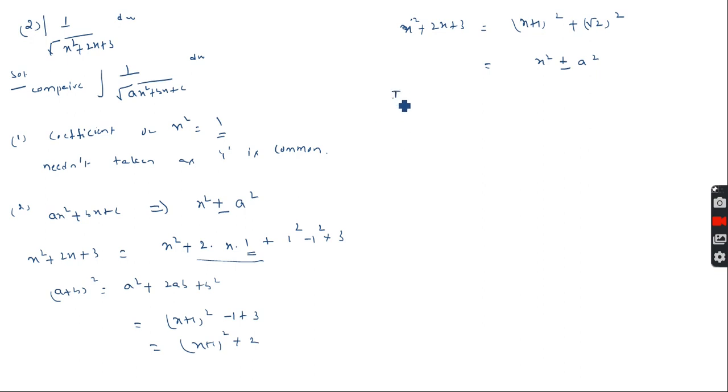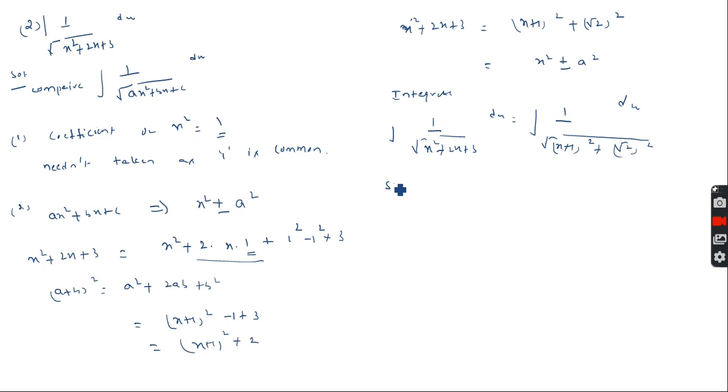Now we integrate 1 by root of x square plus 2x plus 3 into dx. This is nothing but 1 by root of x plus 1 whole square plus root 2 whole square into dx. So what is the standard formula?